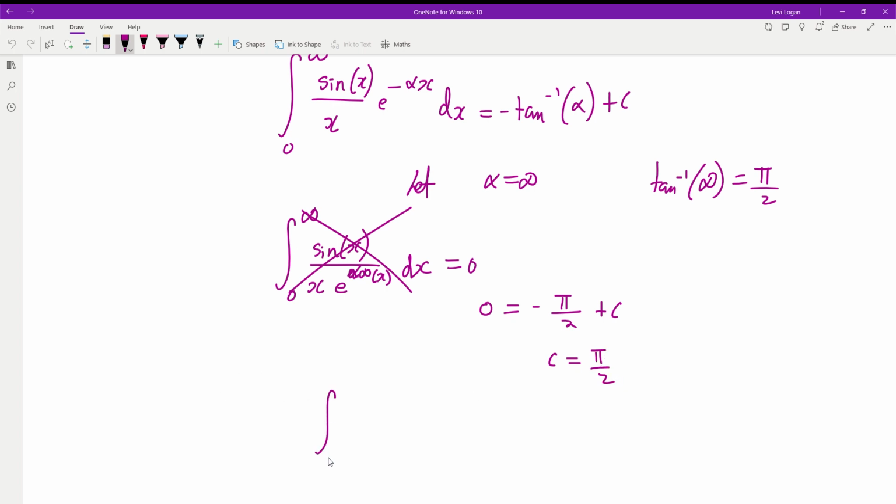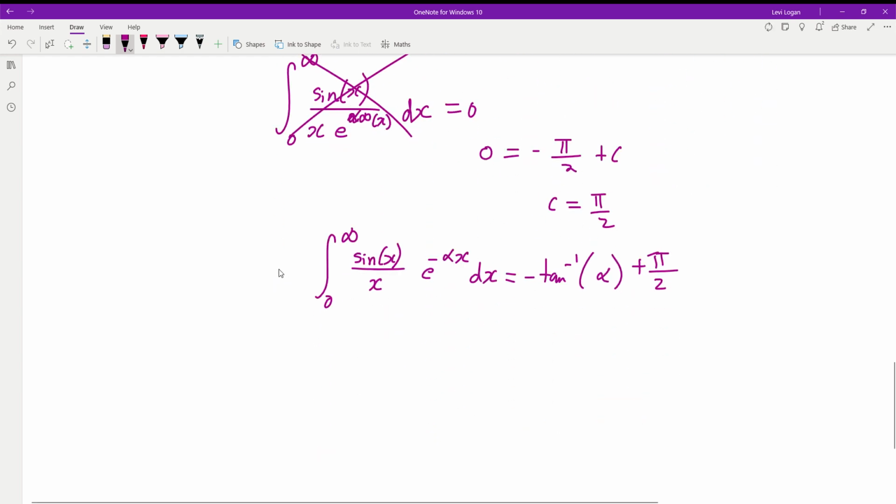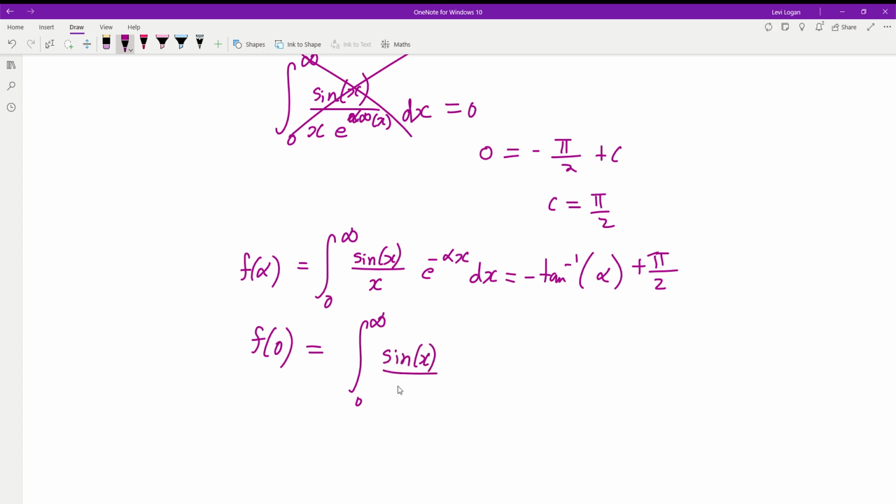So the integral from 0 to infinity of sine x over x e to the negative alpha x dx is equal to negative arctan of alpha plus pi over 2. Now our original integral was sine x over x, so this was just f of alpha. We wanted f of 0. So if you put in 0, the integral from 0 to infinity of sine x over x dx is equal to negative arctan of 0 plus pi over 2, and arctan of 0 is just 0, so this is equal to pi on 2.